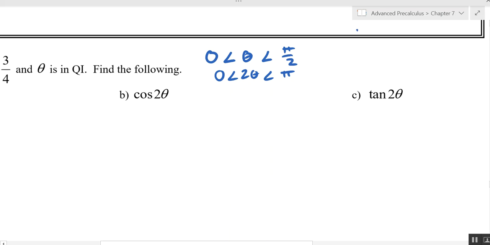So we need to draw a triangle here. And again, it was given that it was in quadrant 1. Let's label theta on the inside. And they said the sine was 3/4, opposite over hypotenuse. Using the Pythagorean theorem, 16 minus 9.